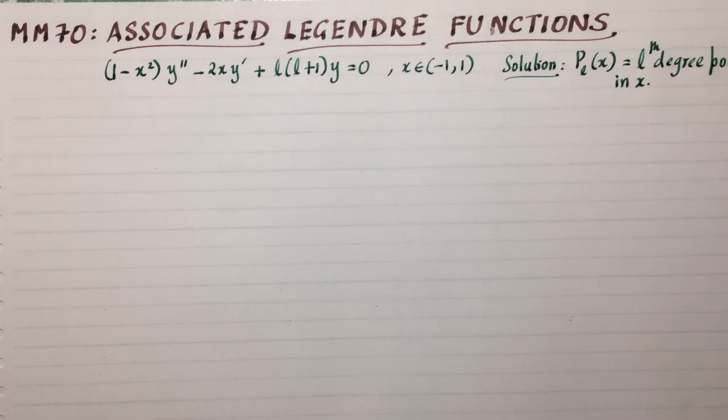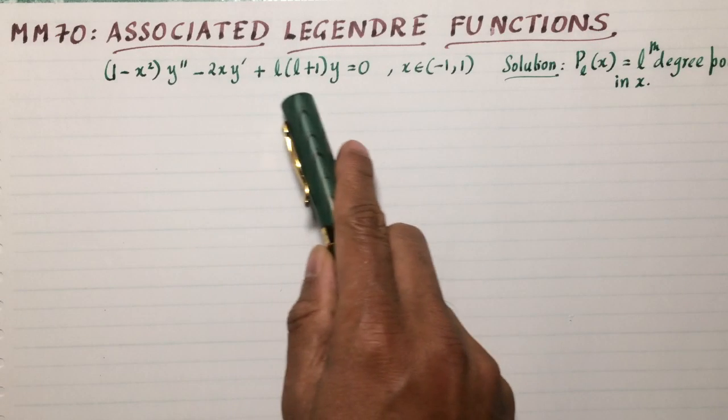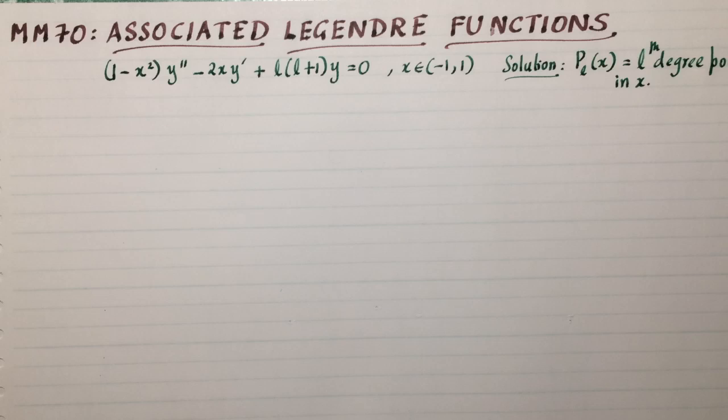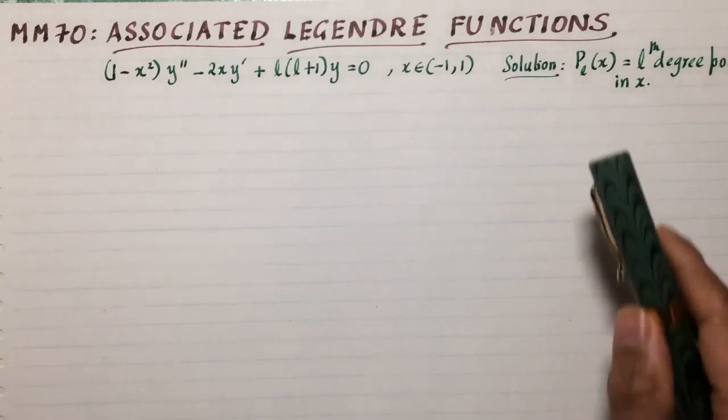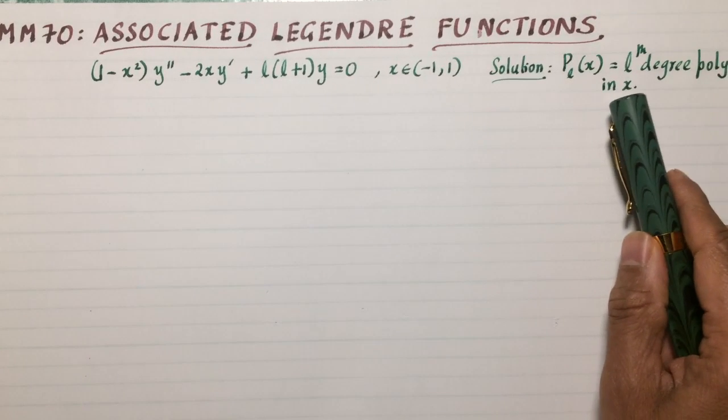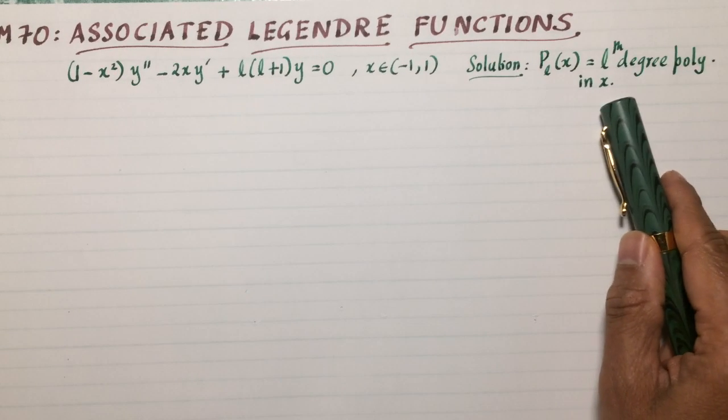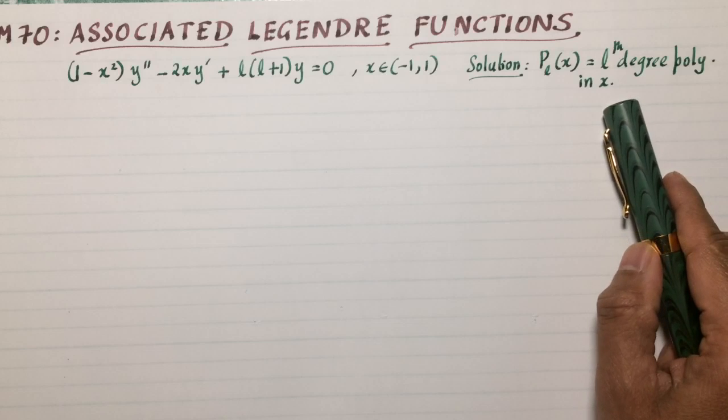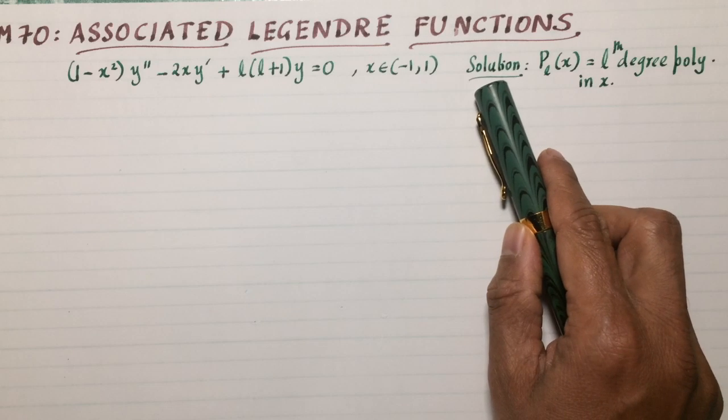In previous videos, we have seen how the Legendre differential equation, which is reproduced here, can be solved using the method of regular series expansions. And we get the primary solution, which is P_l(x), the nth degree Legendre polynomial in x. There is a problem with the singular solution.